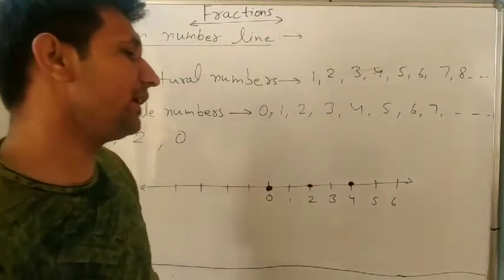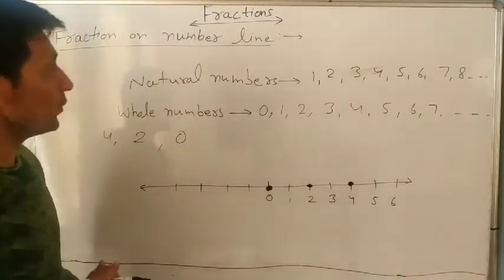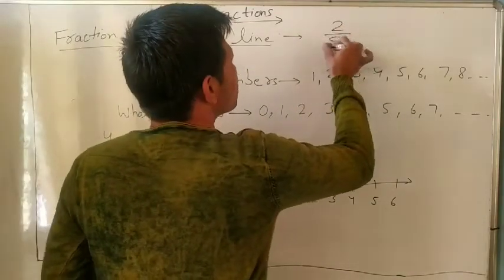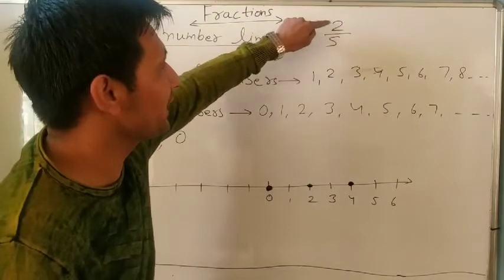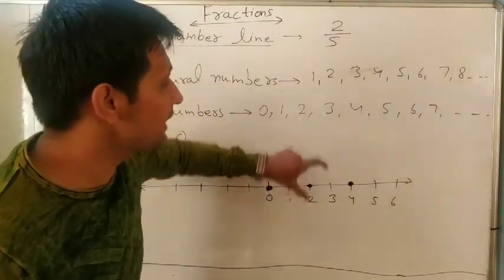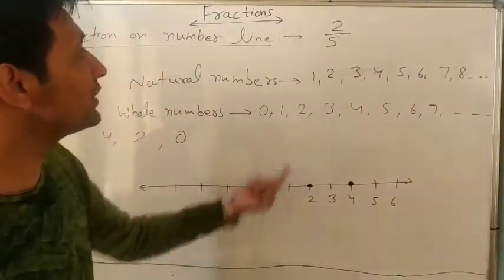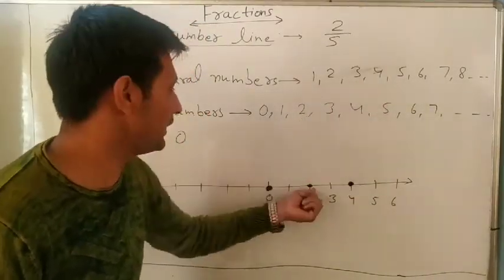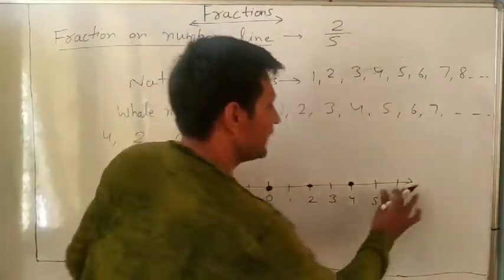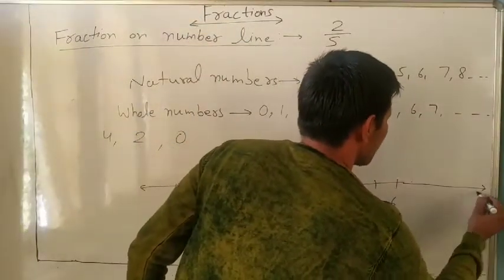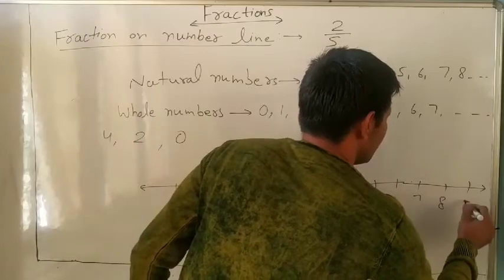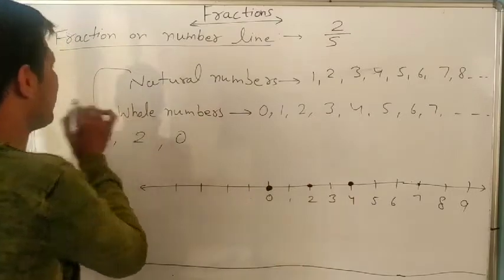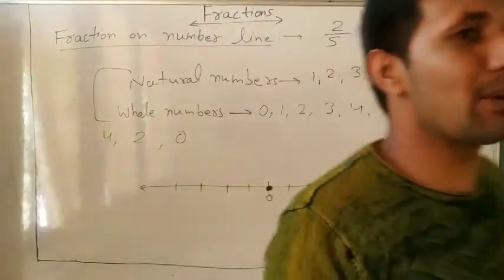But we have a difficulty. Because we want to represent the fraction 2 by 5. It is the fraction 2 upon 5, numerator and denominator. To represent 2 by 5 on a number line, where is 2 by 5? We don't know. But 5 we know, it is 5. Where is 3? It is 3. Where is 7? It is 7. Yes. It is never ending: 6, 7, 8, 9 and so on. We can represent natural and whole numbers easily on the number line.